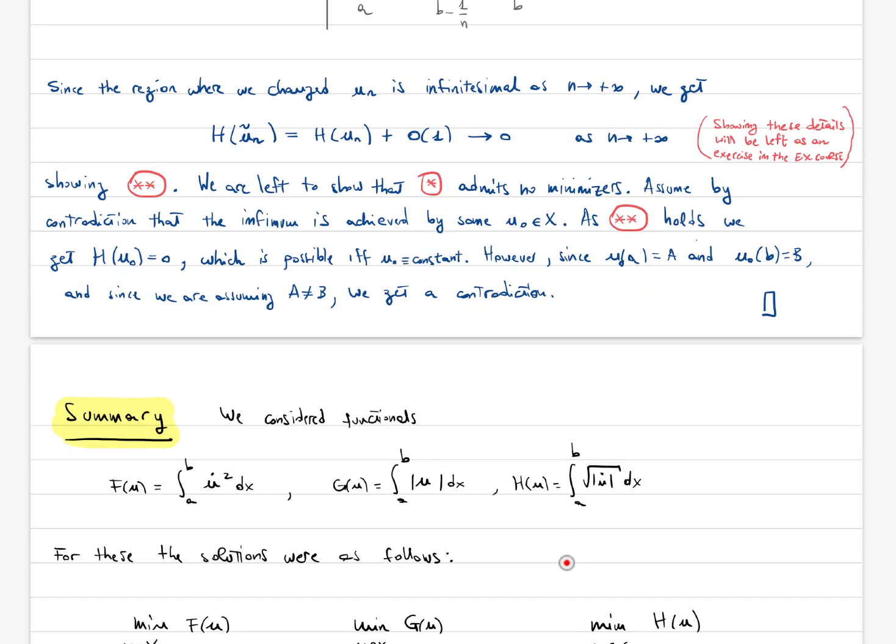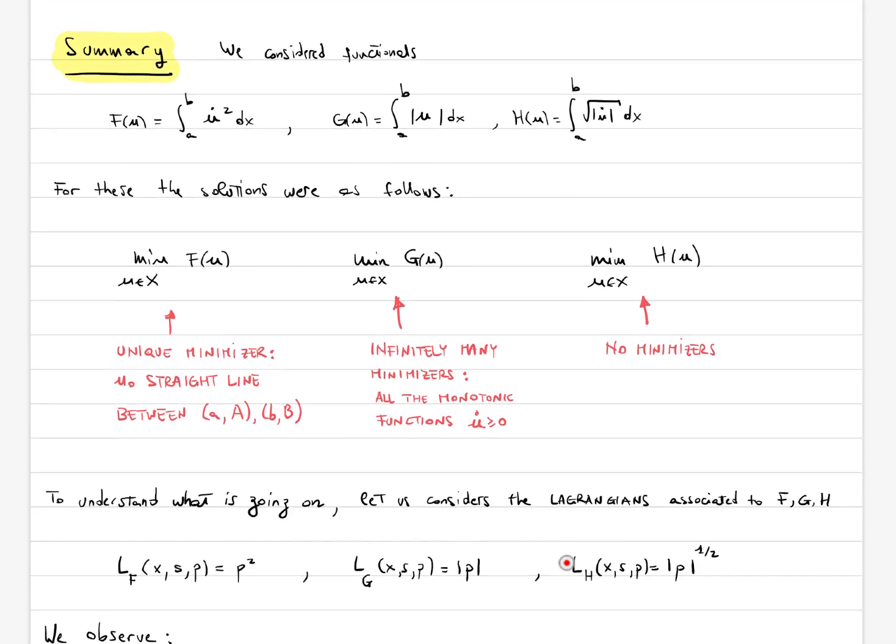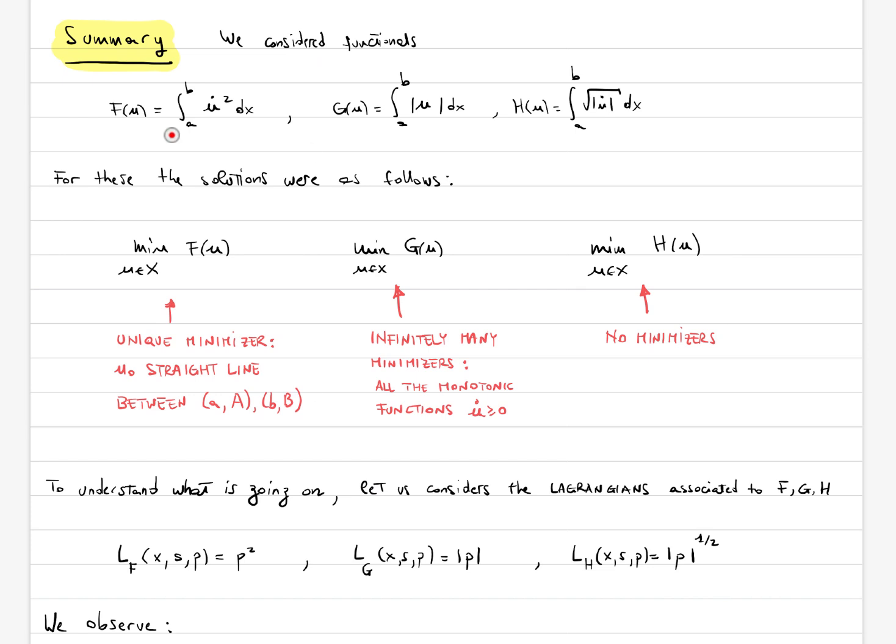Alright, so I think we can conclude the lecture because it's almost time to conclude. And we conclude with a short summary. So we looked into these three functions here, f, g, and h, and we tried to minimize them. We actually did minimize them over the set X of functions C1, which take some values A and B at the extreme points of the interval.